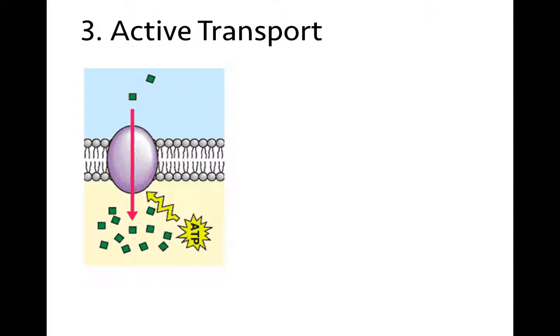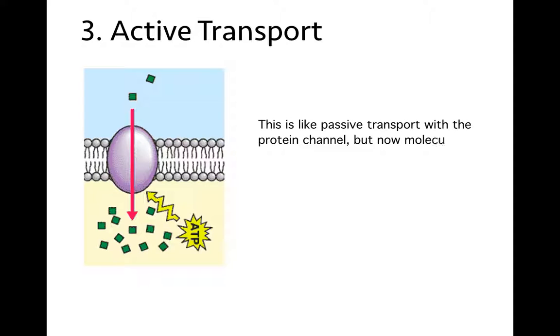The third type is active transport. This is like passive transport because there's a protein channel, but now molecules are moving against the concentration gradient. What does that mean? Molecules are trying to move from areas of low concentration to high. So you can see here that the molecules are trying to come into the cell even though there's a lot of molecules in the cell.